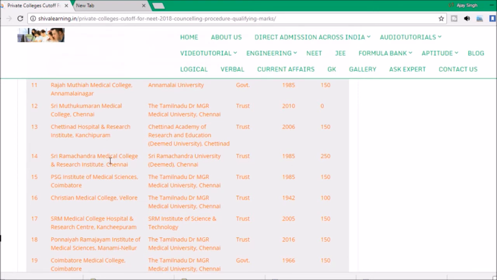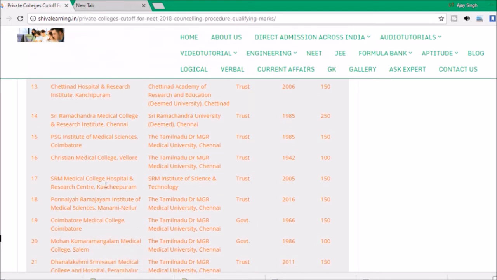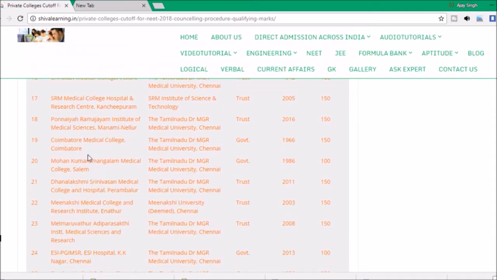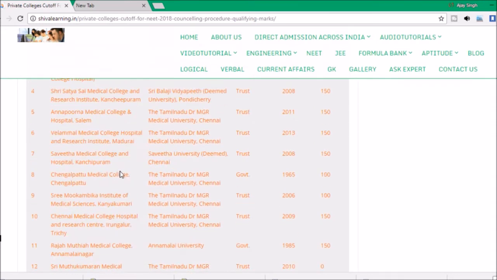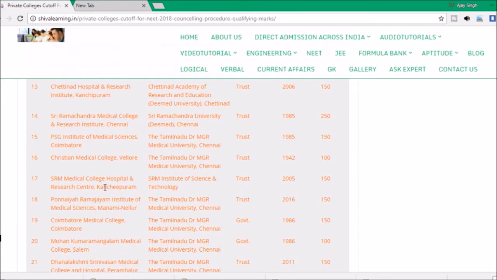This is the best Chennai Medical College. Okay, PSG is there, Christian, SRM Medical is there. SRM Medical you should get only 150 marks. Coimbatore. But you know the fees of this college is very high. SRM fees is more than 20 lakh per year. Means if you are going to study in SRM, you have to spend more than 1 crore rupees.